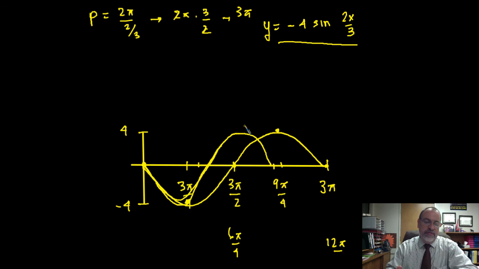So I hope those graphs were helpful, and I hope you get the idea of how to do those. Again, you divide it into 4 parts, label the appropriate points starting with the period, and then make sure your amplitudes are correct, and then watch out for any reflections over the x-axis.